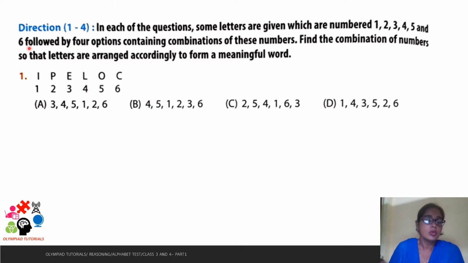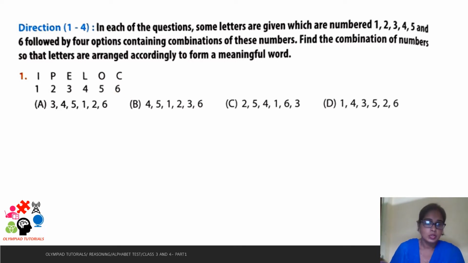So what is our question? In each of the questions, some letters are given which are numbered 1, 2, 3, 4, 5 and 6, followed by 4 options containing the combination of these numbers. Find the combination of numbers so that the letters are arranged accordingly to form a meaningful word. So here you have a series of alphabets and the numberings 1, 2, 3, 4, 5, 6 are given in that.